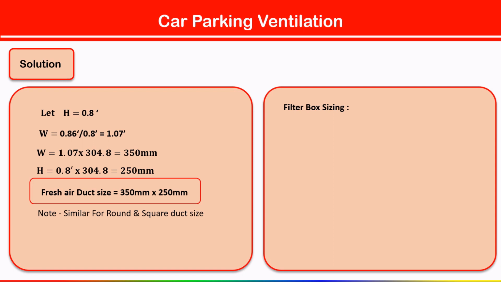So how to calculate the sizing of that filter box? For that, the same formula, Q equals AV, the continuity equation, but remember the velocity is different. What velocity we have to take? 250 to 350 fpm. Here I have taken 300 fpm velocity, and the Q value, the fresh air CFM we have calculated, is 1372.24. Divide both of them, and finally you will get the area of that mesh. How much? 4.57. So the area of the filter is 4.57 square feet.